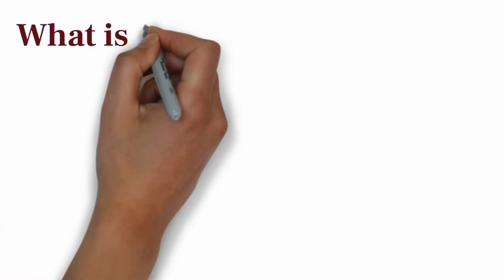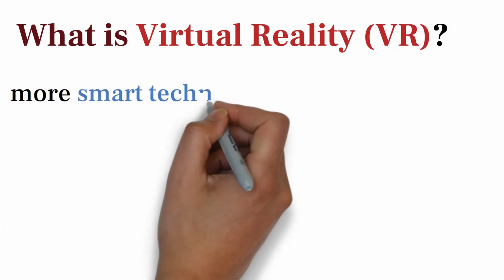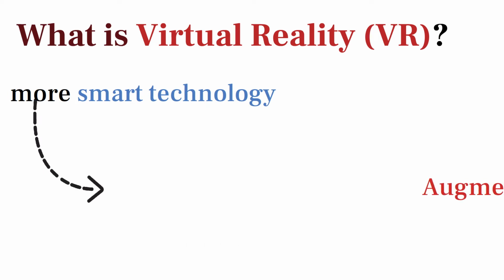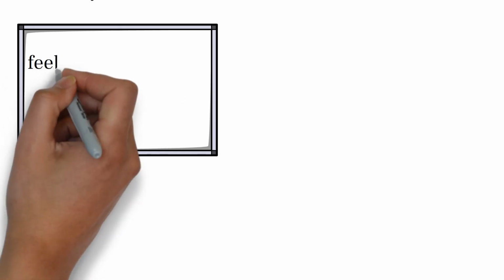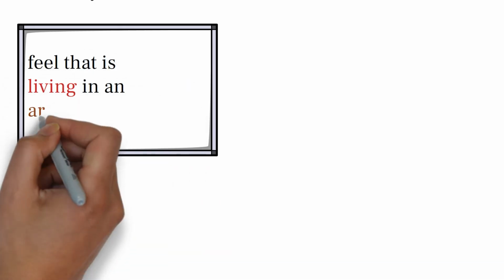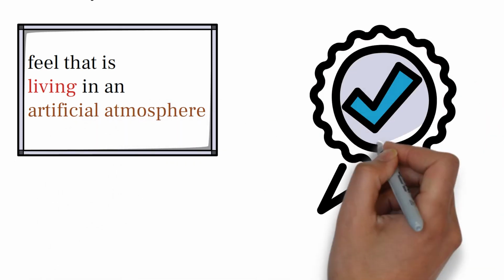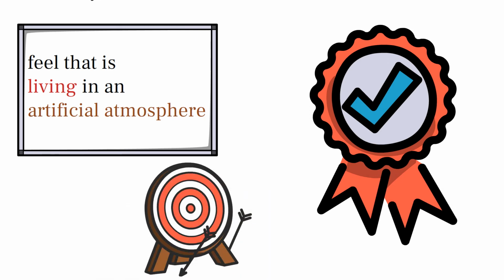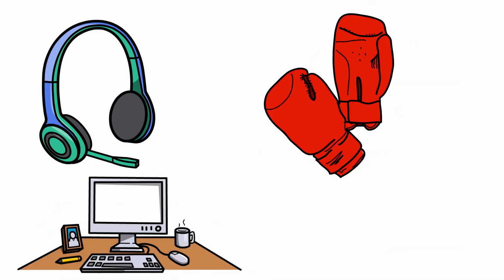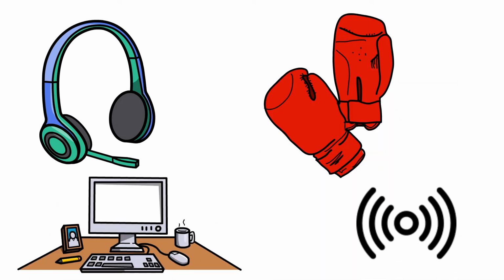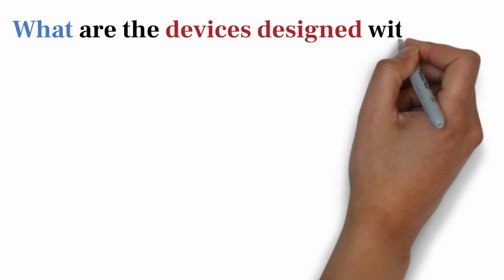What is virtual reality, VR? Virtual reality is a smarter technology as compared to augmented reality, for its outputs are throughout the virtual atmosphere. A user can feel that he is living in an artificial atmosphere, interacting with its objects, hearing its sounds, and feeling the success and failure of that world as long as he is using the headsets, gloves, specialized computers and sensors designed with virtual reality.